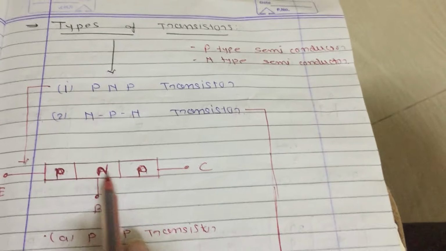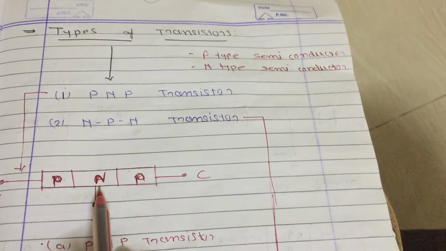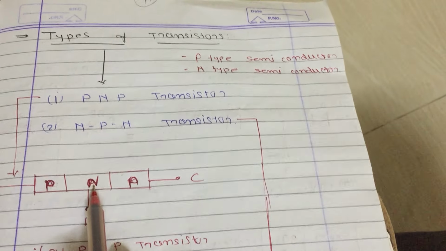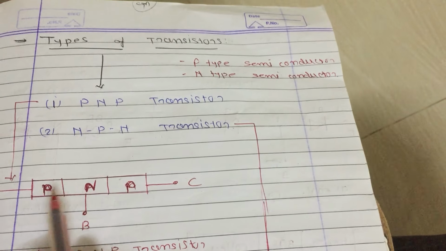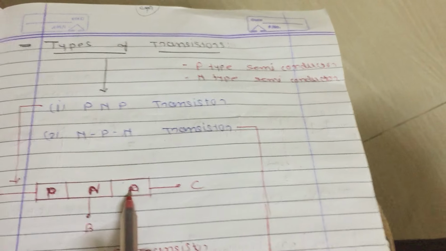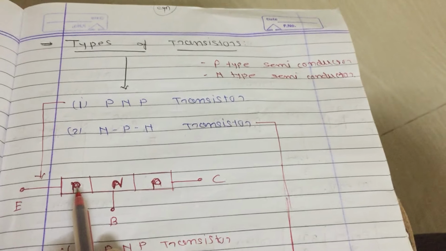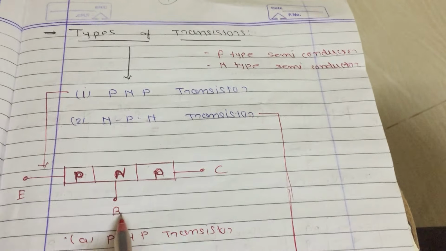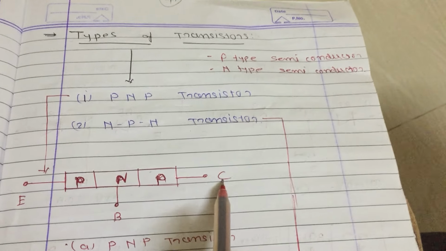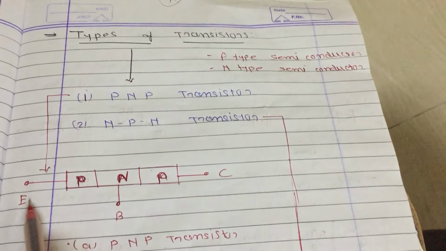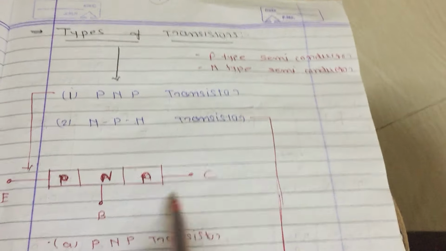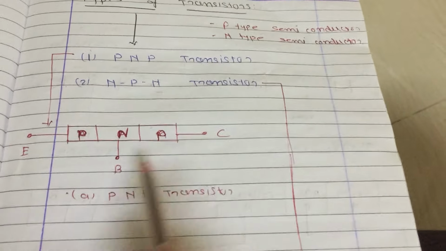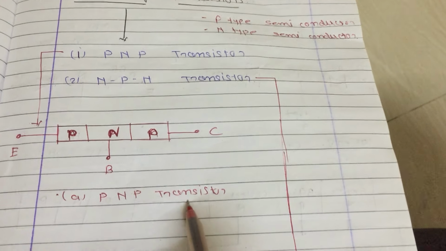You can see that the n region, or n layer, comes between two p layers. This n region represents the layer of n semiconductor put between two p-type layers. Three regions are available. One is connected with E, second one is connected with B, and third one is connected with C. Here E represents the emitter terminal, B is for base terminal, and C is for collector terminal. So this is the construction of PNP transistor.